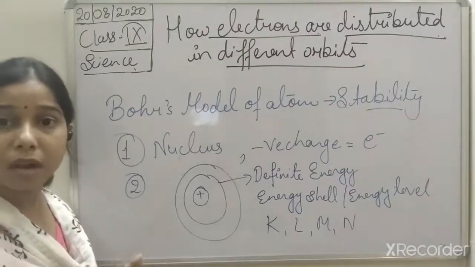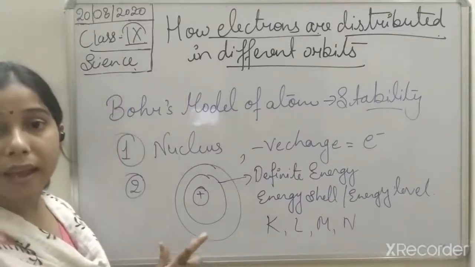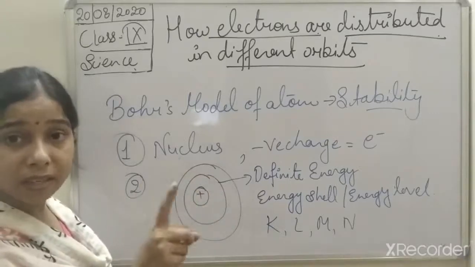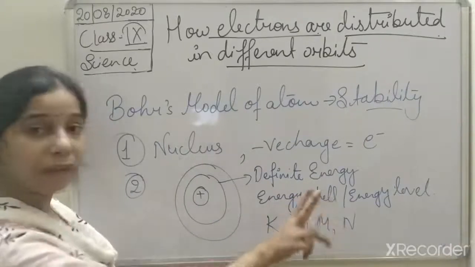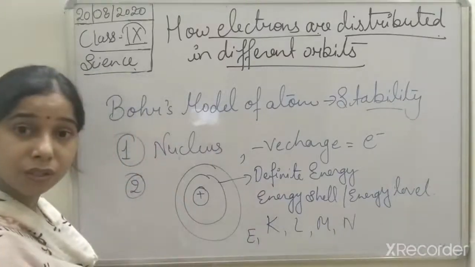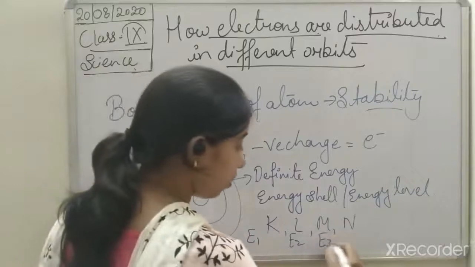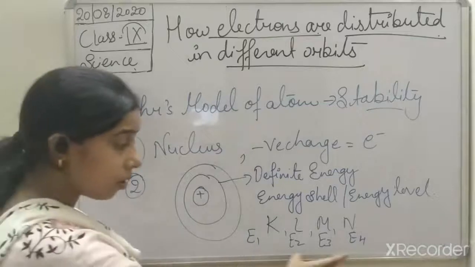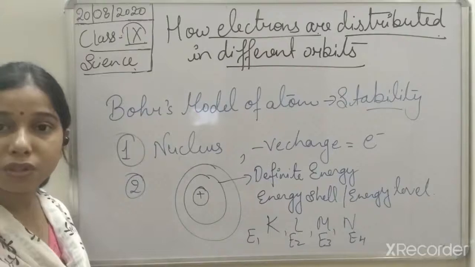So you should understand that the energy shells are basically divided into K, L, M, N, and the K shell has a fixed energy, L has a fixed energy, M has a fixed energy, N has a fixed energy. Suppose K has E1 energy, then L will have E2 energy, M will have E3 energy, and N will have E4 energy.